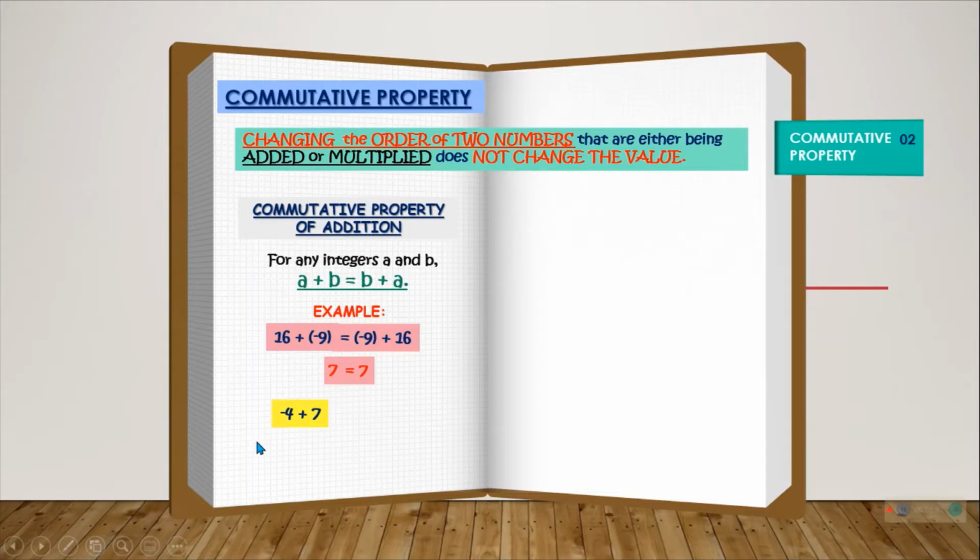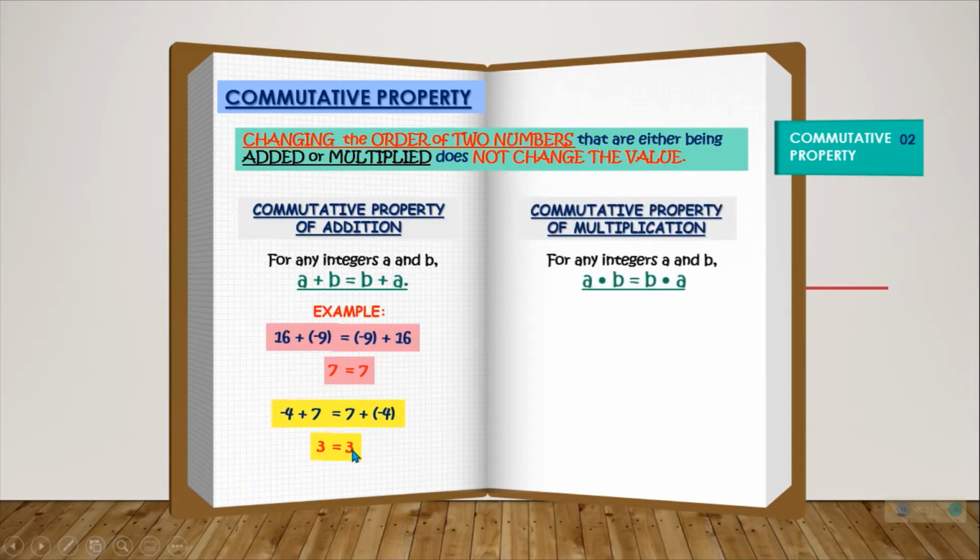Negative 4 plus 7 is equal to 7 plus negative 4. So, nakikita nyo, nagpalit lang din sila ng posisyon o ng lugar. But still, negative 4 plus 7 is equal to 3. And then, 7 plus negative 4 is also 3. So, they are also equal.